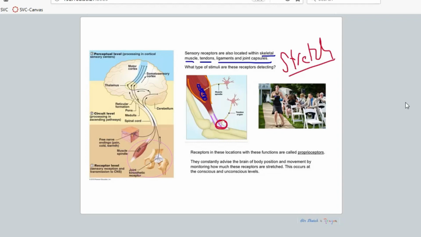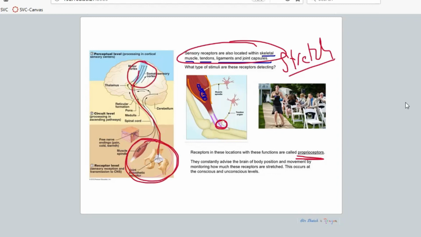Okay, this is something the body definitely wants to know about, if the muscles or the tendons are being stretched, especially excessively. And the receptors that we find in these positions, in the skeletal muscle, tendons, ligaments, and joint capsules, we call proprioceptors. And by sending this stretch information up to the brain for processing, it's advising the brain of body position. Okay, it's telling us where our body is relative to space. And it's doing that by detecting this stretch movement and sending that information to the brain.